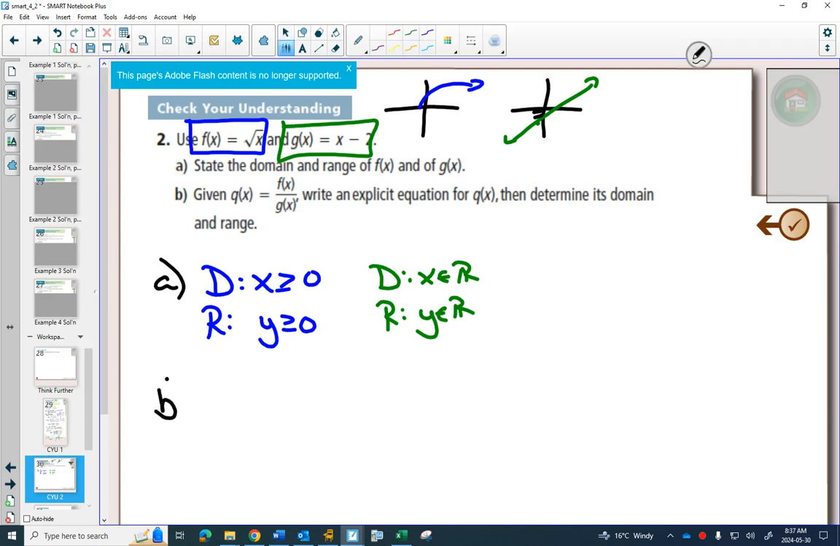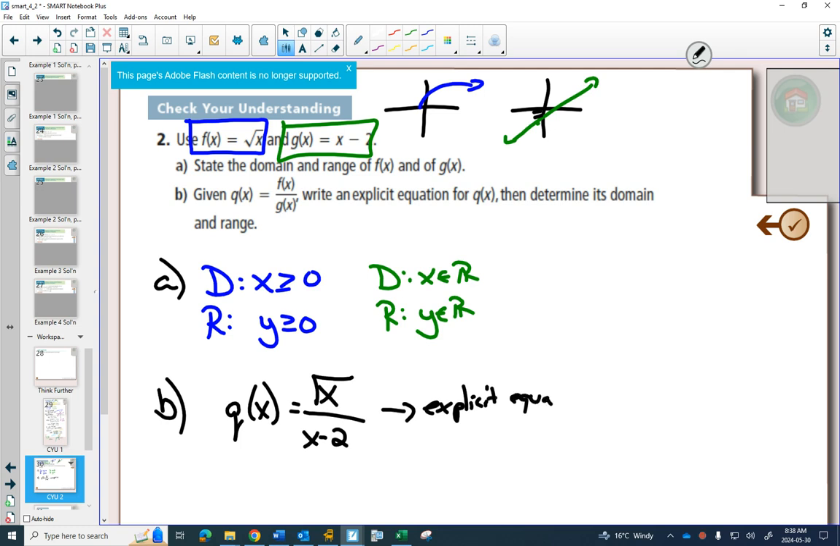And then in part B, now we're going to do the dividing. It says q of x, and again they want to write this explicit equation. So f of x was the square root of x, and g of x is x minus 2. This is the explicit equation because it's just in terms of x. And now we want to find the domain and range of this.